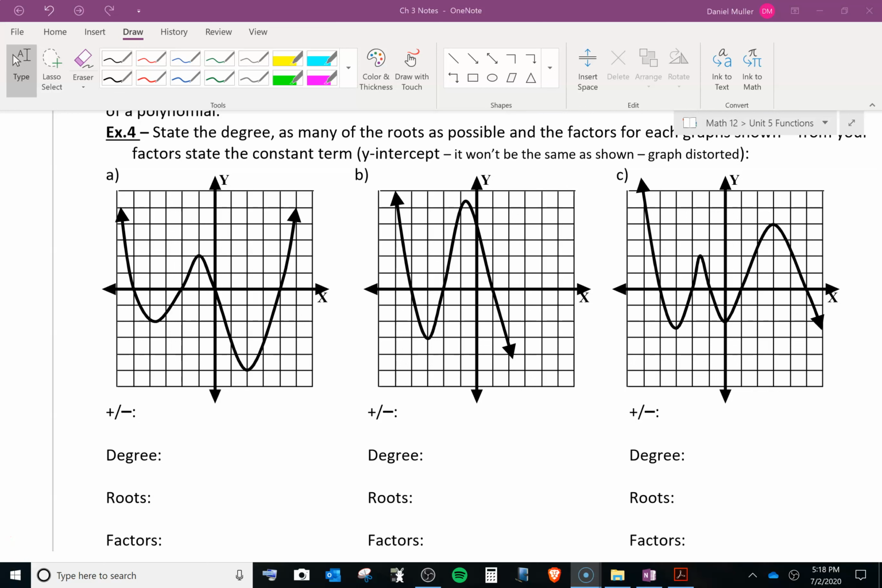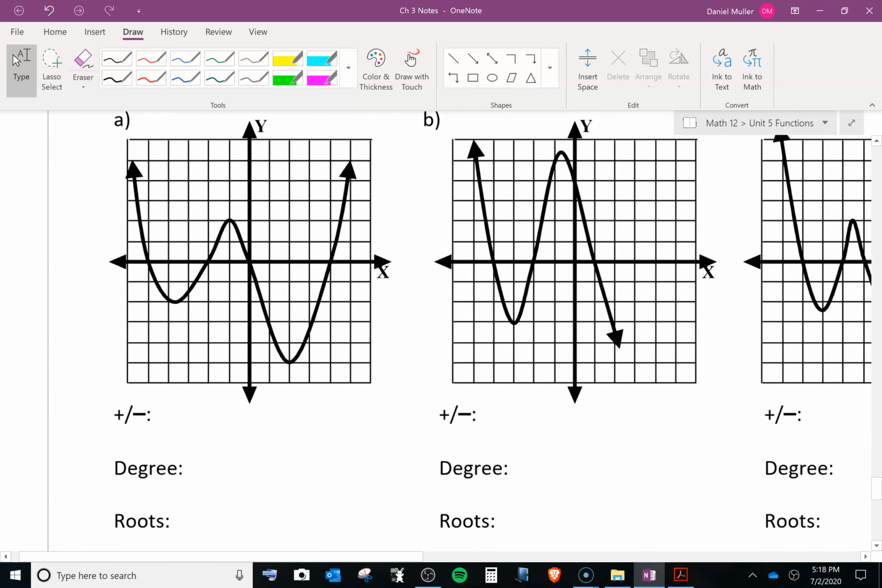All right, so again, we're working backwards here. I've given the graph, and now we can state all of these different things. So let's take a look at the first one. This thing is eventually heading up, so I'm going to say it is positive and it's increasing because it is eventually heading up.